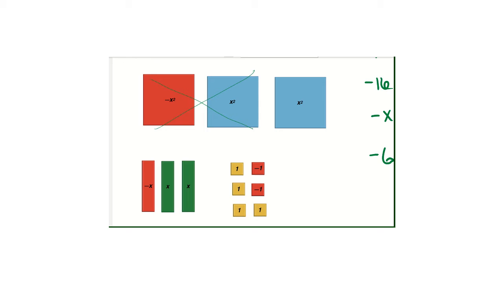So negative x squared plus x squared is 0. Negative x plus x is 0. 1 plus negative 1 is 0. 1 plus negative 1 again is 0. Now that we have removed all of our zero pairs, we can go through and add up all of our like terms. For the x squares, we only have one of them. So that's just x squared. For the x's, we only have one of them. So that's just x. For the constants, we have 2 1's that we can add together. So that gives us a 2.